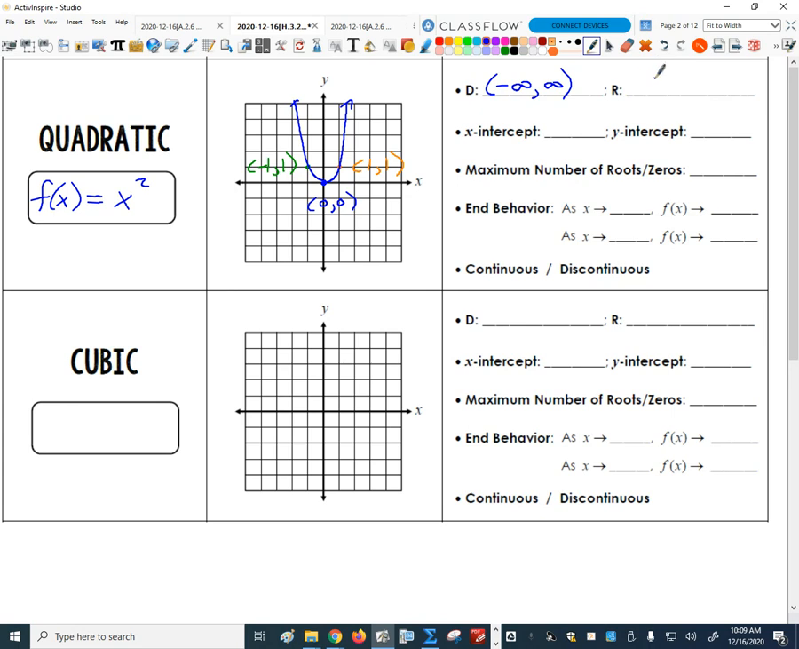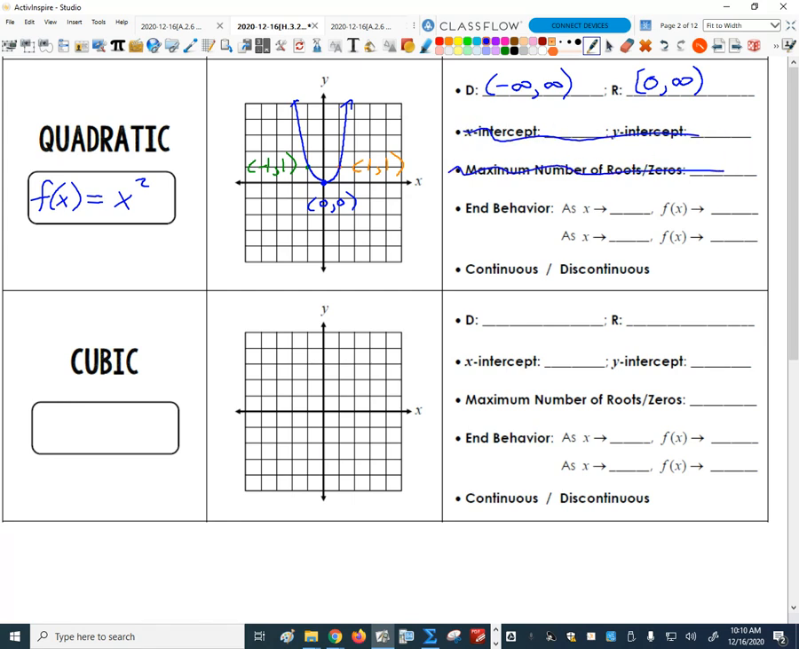Would it be 0 to infinity? Good. And what symbols do I need? Bracket for the 0 and then a parentheses. Good, because we're including that point. Very good. So don't worry about this stuff.